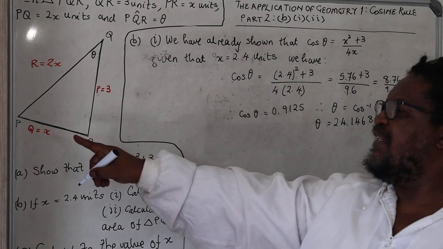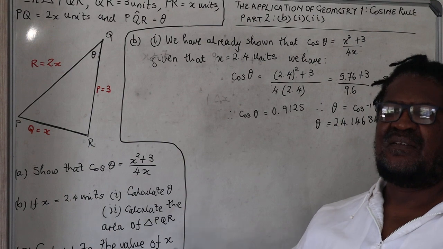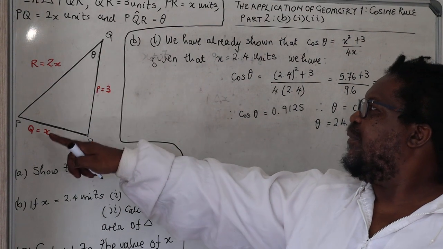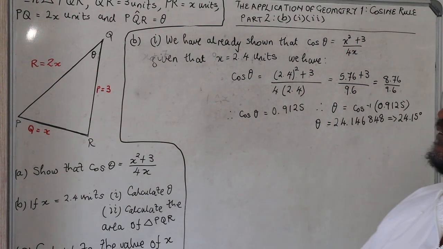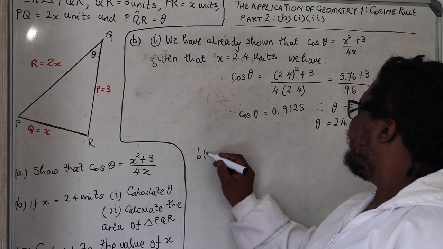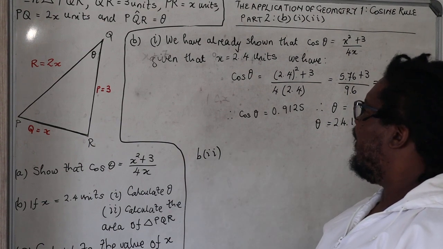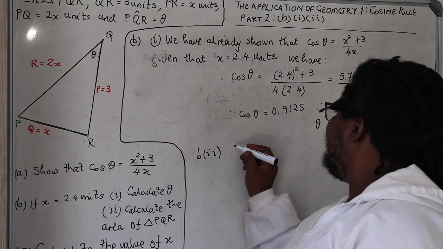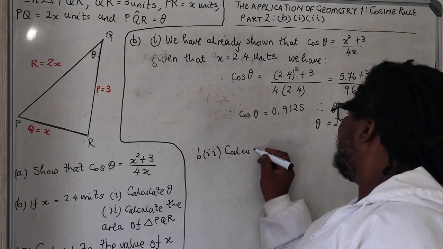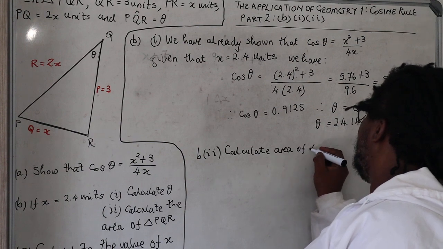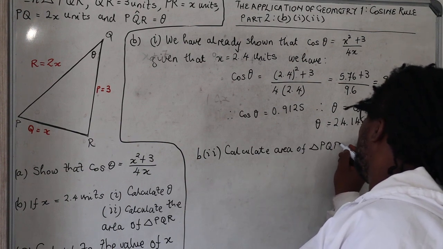which is the angle PQR. The value of theta, PQR. So we have gotten the value of theta. Then the question B2. Question B2 requires us to calculate the area of triangle PQR.